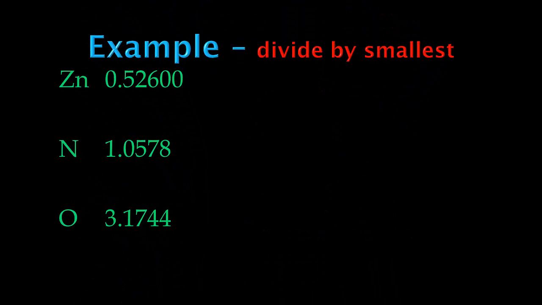Okay, our next step is divide by smallest. Now I'm going to look at all of our moles of each of our elements. The smallest one is zinc, 0.52600. That has 5 significant digits, I apologize. So 0.5260, I'm going to divide everything by 0.5260.